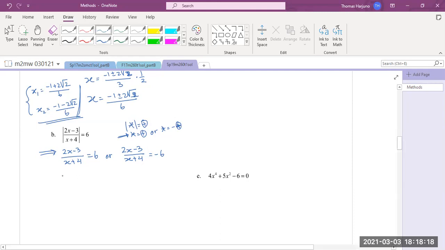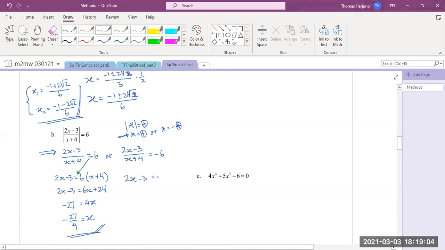It is an equation, so I can multiply by the LCD. 2x minus 3 equals 6 times x plus 4. My equal sign is slanted, but that's because I need some space. Use a different color. Then I solve that. I get 2x minus 3 equals 6x plus 24. Subtract 24, subtract 2x. So x is negative 27 over 4. Now, because the other side is positive, I don't need to check.